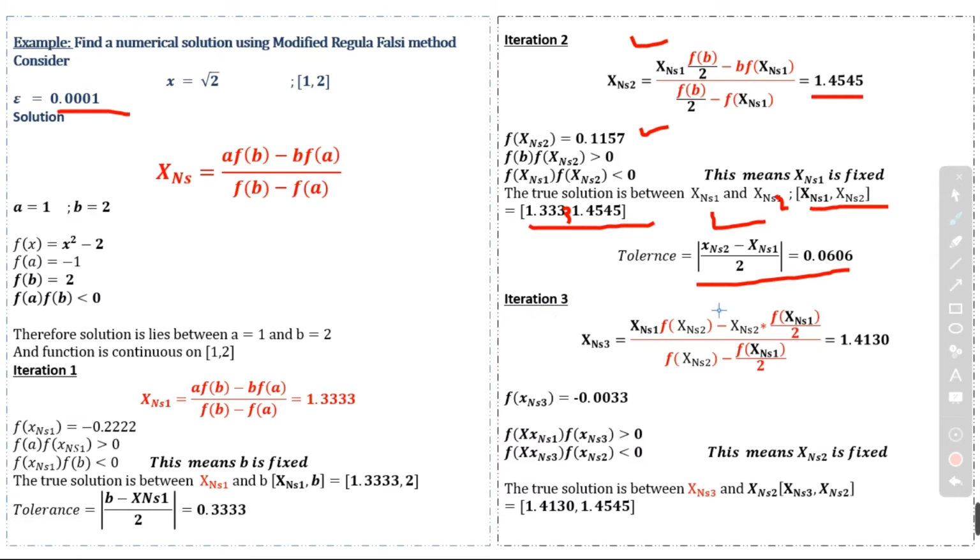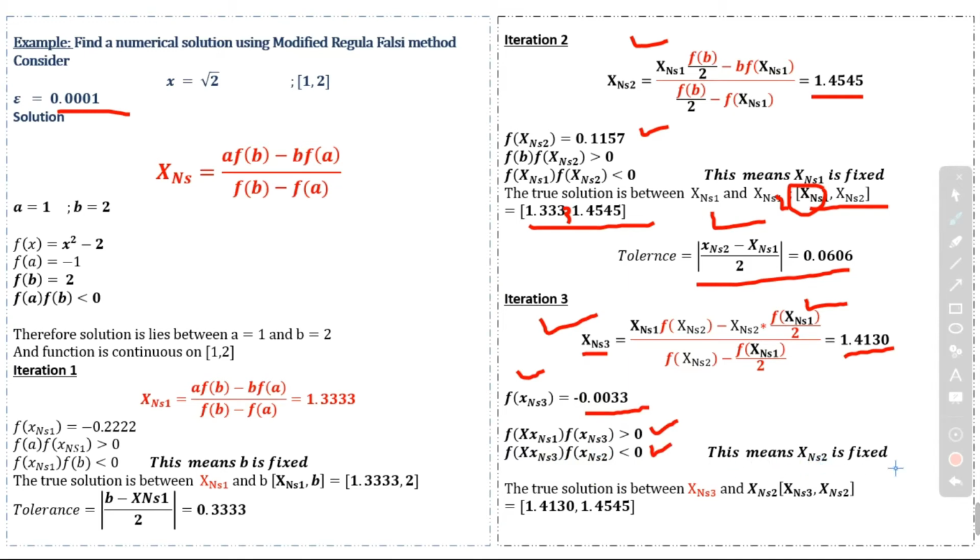So we do the next iteration, that is iteration number 3, and we know that here x1 is fixed, so we take half of this one. So this is the formula for iteration number 3, and we calculate x3 using this formula after substituting all these values, that is 1.4130. Again we calculate the value of the function at x3, and this is equal to this one, and we check the product of f(x1), f(x3) and f(x3), f(x2).